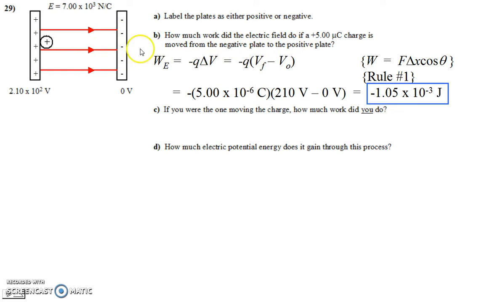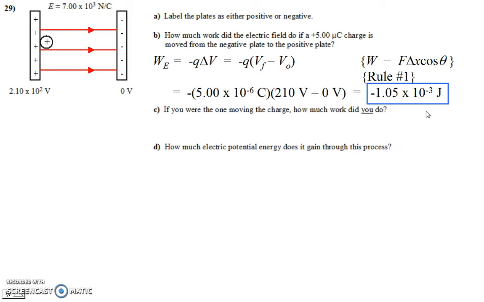Which way are we moving it? We're moving it from negative to positive, so we're moving it to the left. The force is to the right. What angle is that? That's an angle of 180 degrees. Cosine 180 is negative 1. So we should be expecting the work done by the field to be negative. We got the work done by the field to be negative. Everything is making sense. Fantastic.